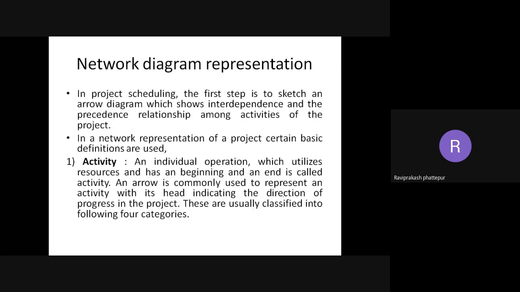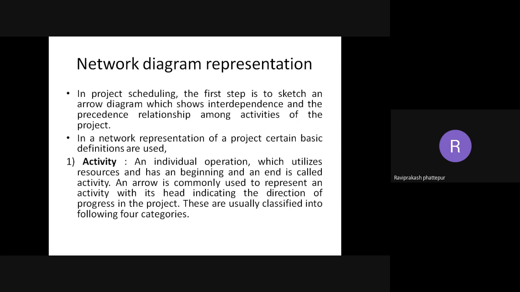So the first one is an activity. We just saw what an activity is, but let's see the definition. What does activity actually mean in PERT and CPM? An activity is an individual operation which utilizes resources and has a beginning and an end. So an activity starts and ends, and it uses certain resources.